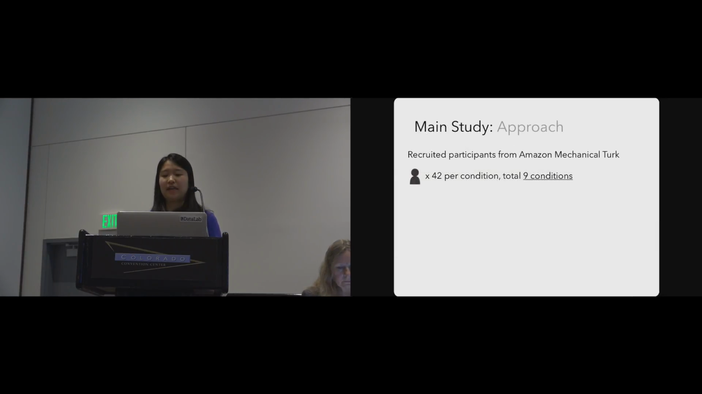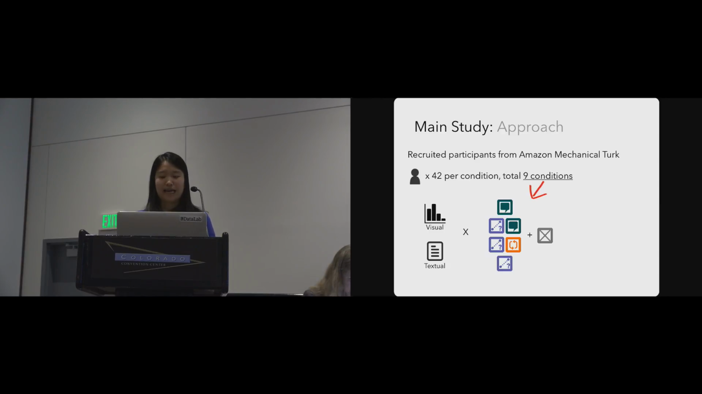So now, to validate our hypothesis, we conducted a controlled study on Mechanical Turk. Based on the result of the power analysis using our pilot data, we recruited 42 participants per condition. So we have a total of 9 conditions generated by combining the modality factor and the elicitation technique factor. We excluded the predict feedback condition on the text modality treatment due to the difficulty of generating personalized feedback based on the free-form text prediction.